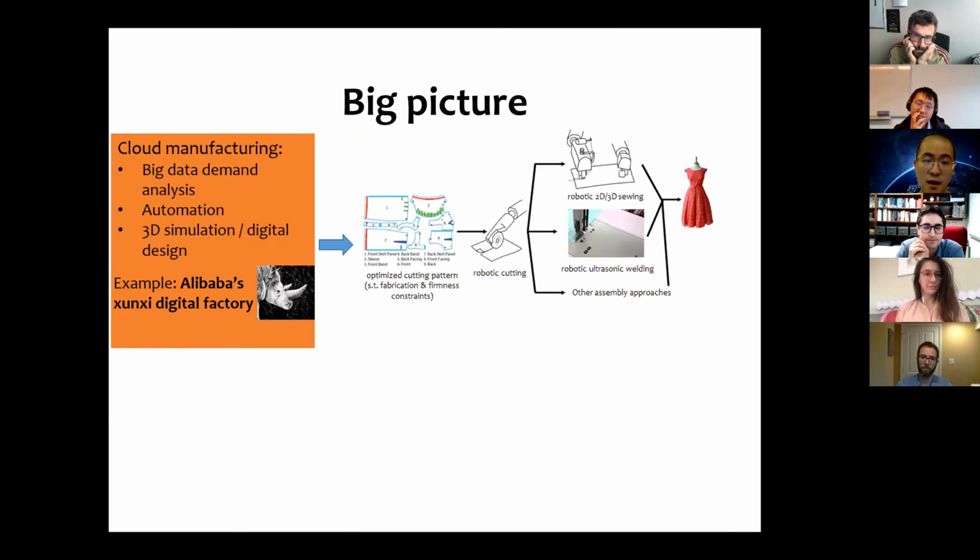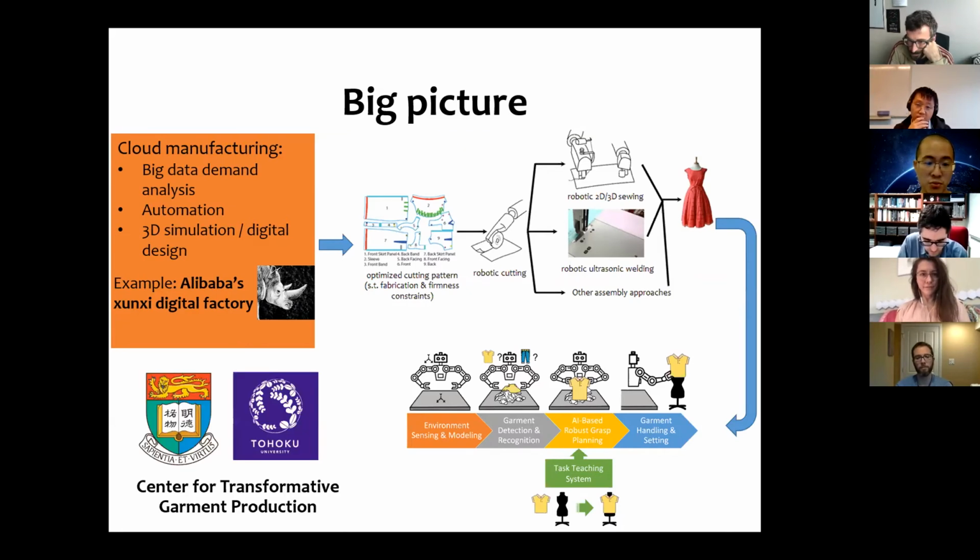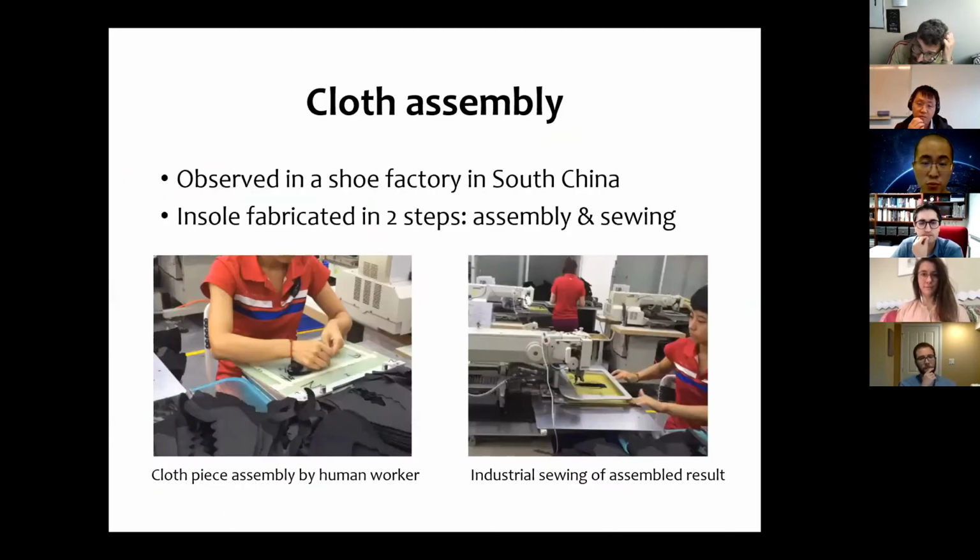We hope that eventually we can have a robot which can fabricate the clothes, and then once the clothes are fabricated, we can have robots also do some other tasks with them. That's why recently we have a center for transformative garment production, basically to turn this idea into reality. But for our research, we only focus on very small parts of clothes manufacturing. We work on a task called clothes assembly.